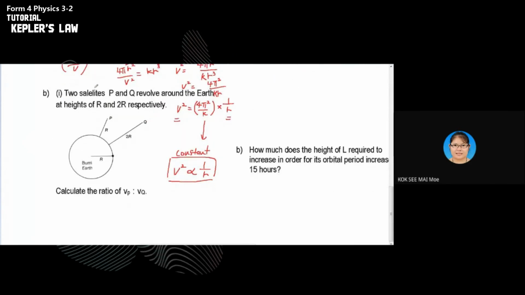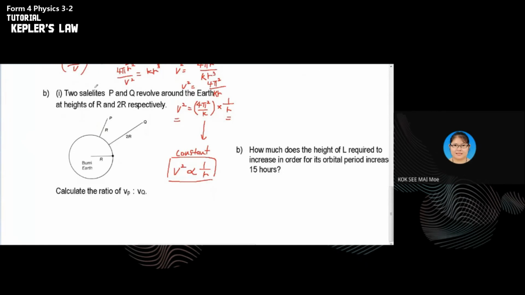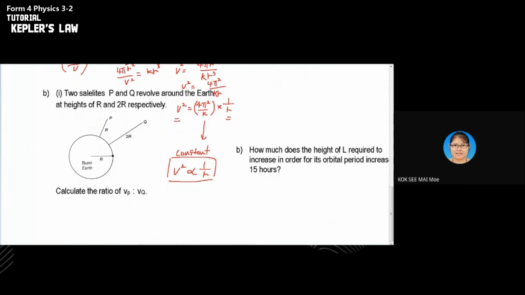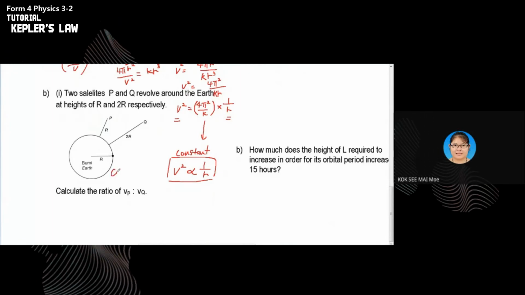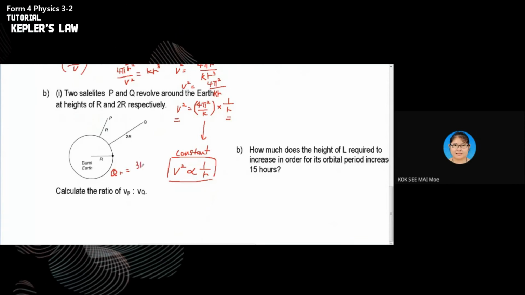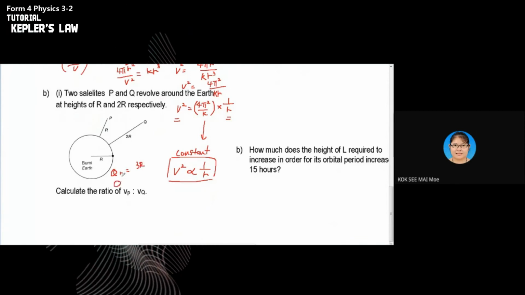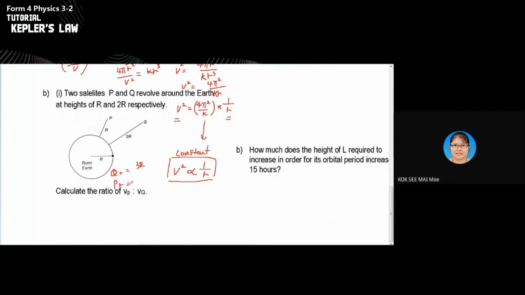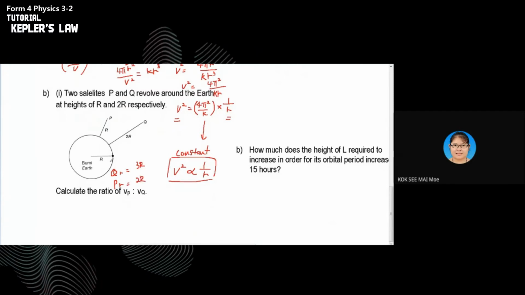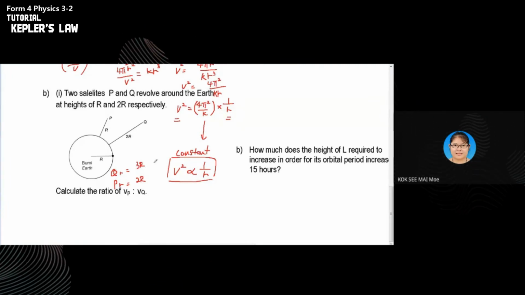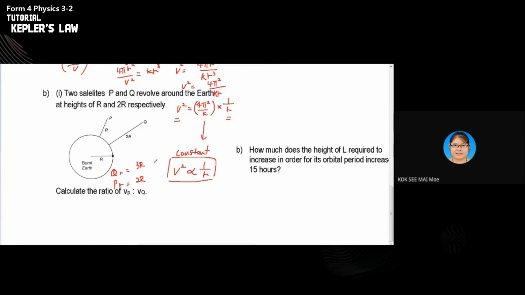Okay, now B, they want to find the ratio VP and VQ, the speed. Okay, now we got two satellites. This one is R, this one is 2R. So can I say the radius of Q actually is how many? 3R. Then the radius for P is 2R. Because this one is R, then this one 2R, this one inside is R. So added together, one is 3R, one is 2R. Around we want to find the ratio VP and VQ.